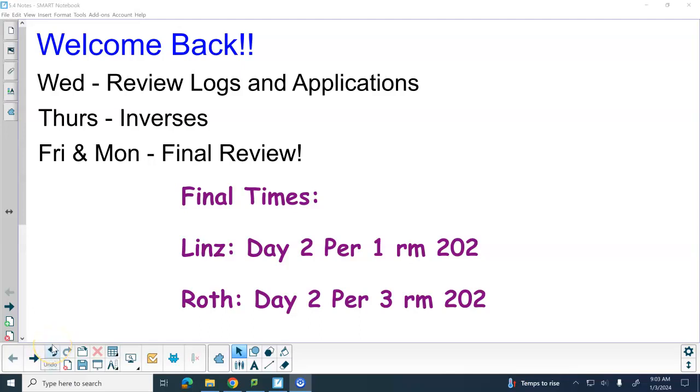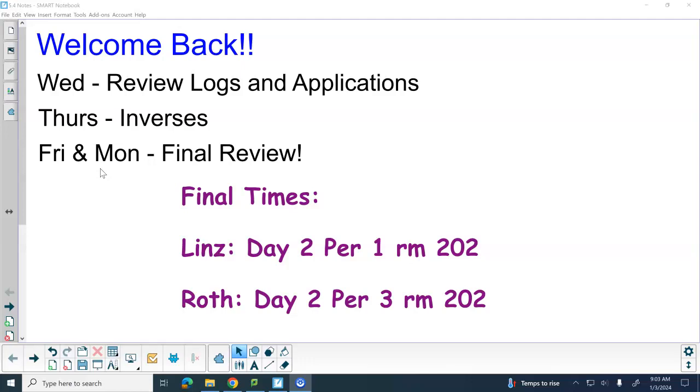So let's talk about the rest of the semester for this class. Today we're going to talk about logs again, because that's definitely going to be on your final. We'll refresh our memories from the 3 days that we had of logs before break, and then we're going to extend it. Today we're going to go into some applications, a fancy way of saying word problems. Tomorrow we're going to talk about inverses. And then Friday and Monday is going to be the review for your final. You'll get the final review packet tomorrow in class, and then Friday and Monday we'll be reviewing.